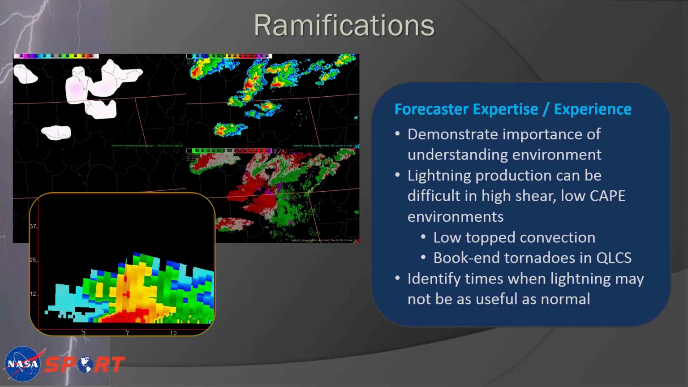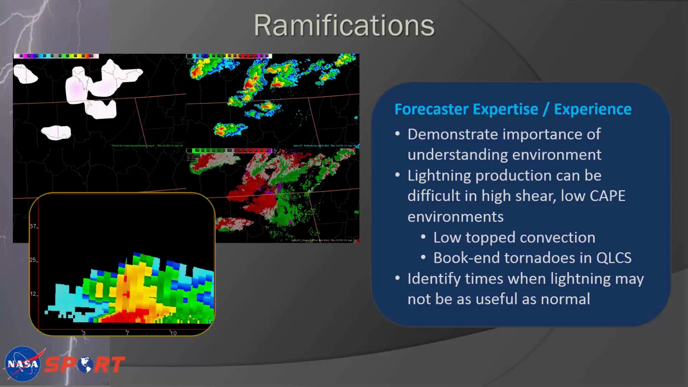So this gives us several ramifications. I think first and foremost, this is demonstrating that we need to rely on forecaster expertise and experience to understand the environment that they're working in. That is going to be critical no matter what. In any sort of operational environment, situational awareness is important. We understand that typically the environments of low lightning production occur in a high shear, low CAPE environment. Here we can get severe weather, but not necessarily severe weather that's going to generate a lot of lightning.